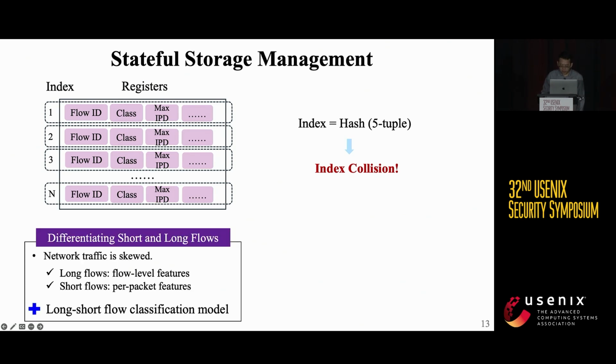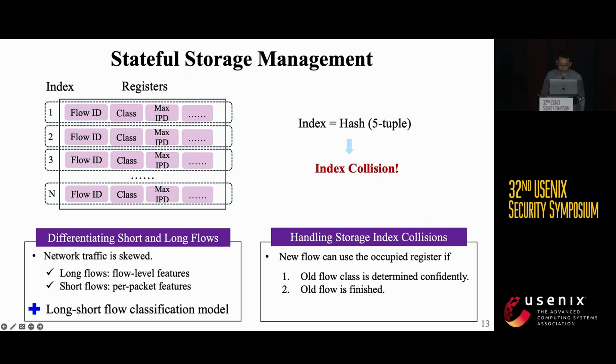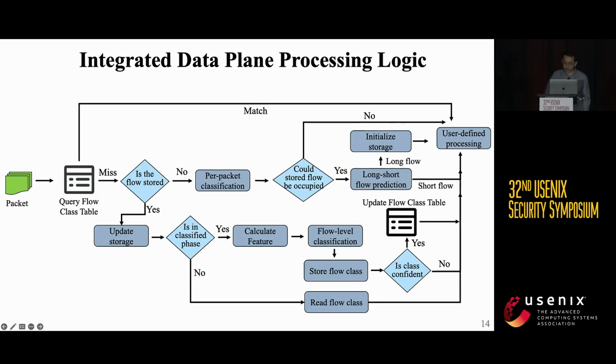Considering that most packets in the network are from long flows, we maintain flow information only from long flows and use packet-level features for short flows, which reduces the overall chance of collision. NetBeacon introduced a long-short flow binary classification model using only per-packet features to decide whether a packet belongs to a long flow or not. When the storage collision happens, NetBeacon allows the new flow to use the occupied register if the inference class of the old flow is determined or the old flow is finished. Combined with the above designs, our integrated data plane processing logic is shown in the slide. A detailed description is in the paper.